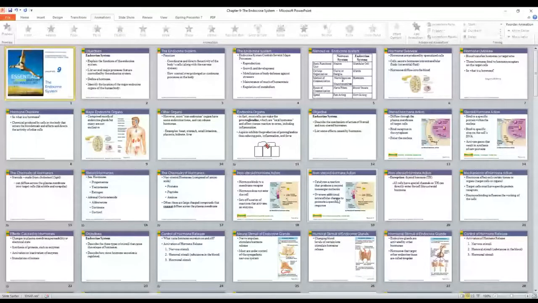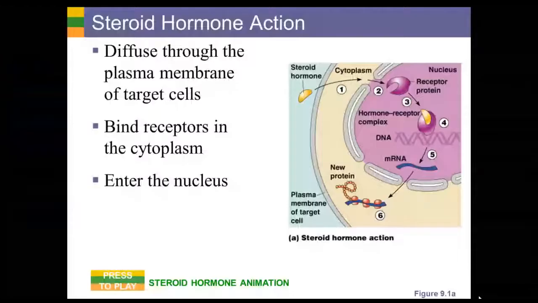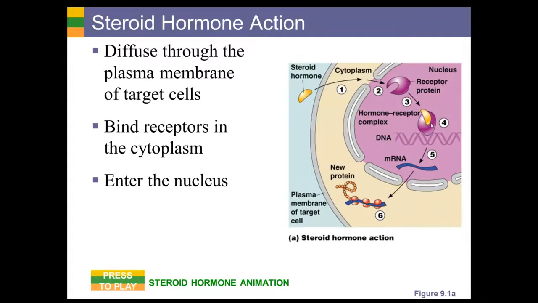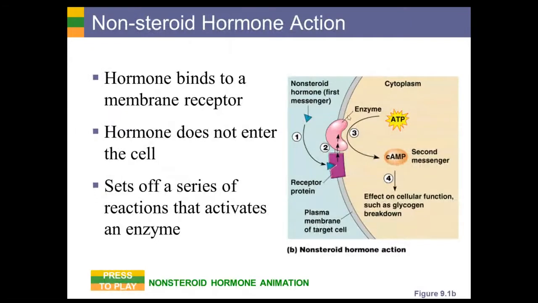Okay, so after we talked about what a hormone was, we then talked about how hormones have two chemistries. Either they can be a steroid hormone or they can be a non-steroid hormone. If they're a steroid hormone, they pass directly through the plasma membrane into the cell, bind receptors, and then they attach directly to the DNA, and they can turn on genes, turn off genes. If, on the other hand, they are non-steroid hormones, they can't pass through the plasma membrane, so they bind to receptors on the outer surface of the plasma membrane, and they turn on second messengers.